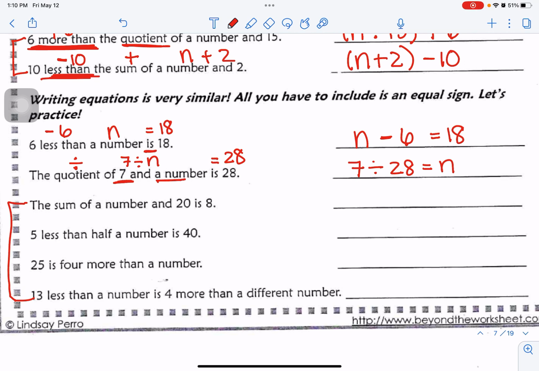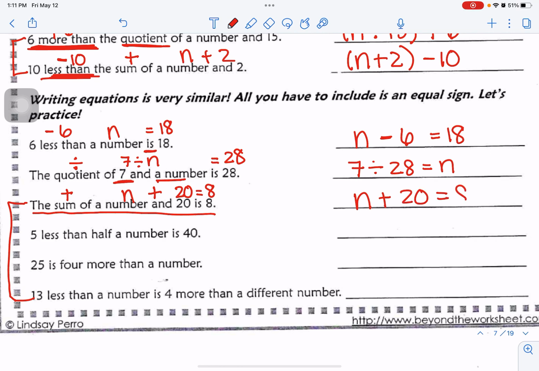So if we think, the sum is addition, of a number, n, and 20. And we know that is means equal 8. Now, when we add n plus 20 or 20 plus n, you get the same answer, but for the purpose of this, we are writing it exactly in the order that it says. So we want to write n plus 20 equals 8. Now 5 less than, so minus 5.